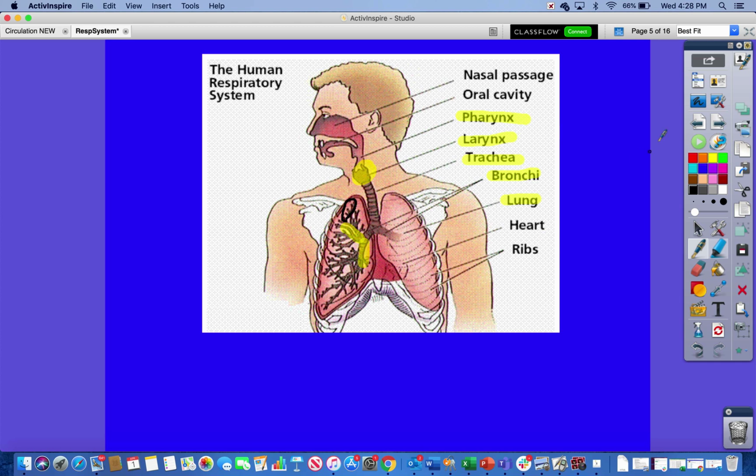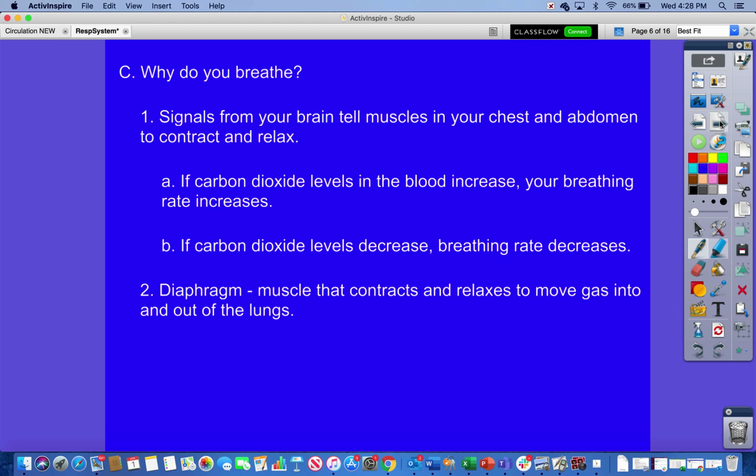Continuing on with the respiratory system, we can see that there's another important part of your respiratory system, and I'm going to jump down, that's called the diaphragm. Now, the diaphragm is ultimately a muscle that allows us to inhale and exhale. It says signals from your brain tell your muscles in your chest and abdomen to contract and relax.